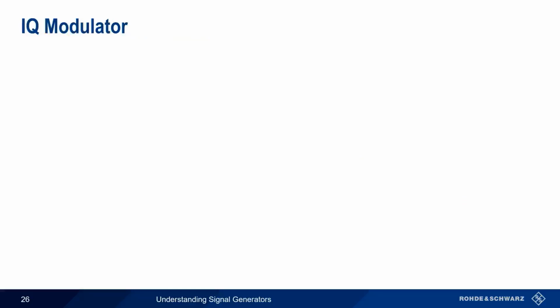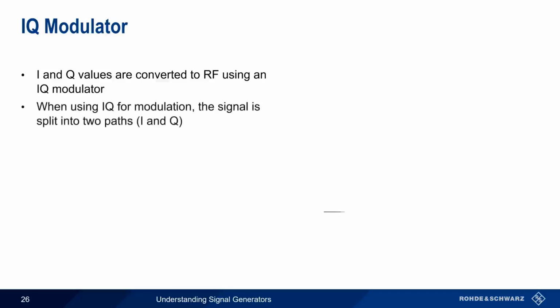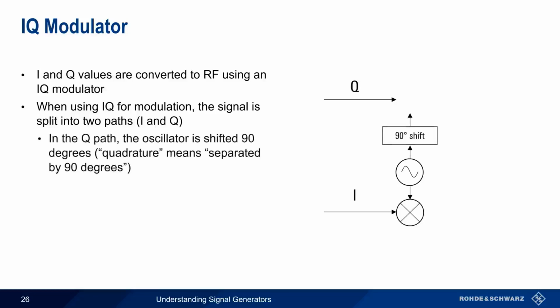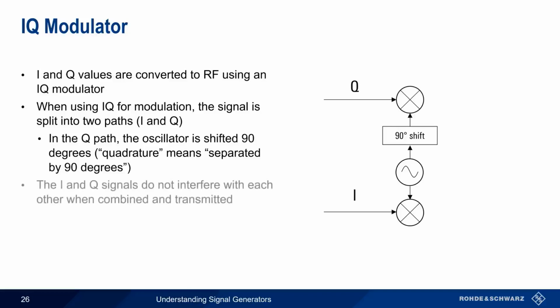Now that we've discussed the different ways that IQ values can be generated, let's take a moment to discuss how these values are converted into RF. Vector signal generators convert IQ values into RF by using something called an IQ modulator. When using IQ values for modulation, these are split into two paths, one for I and one for Q. These signals are mixed with an oscillator, and in the Q path, the oscillator signal is shifted 90 degrees. This shift ensures that the I and Q signals do not interfere with each other when they're combined and transmitted.